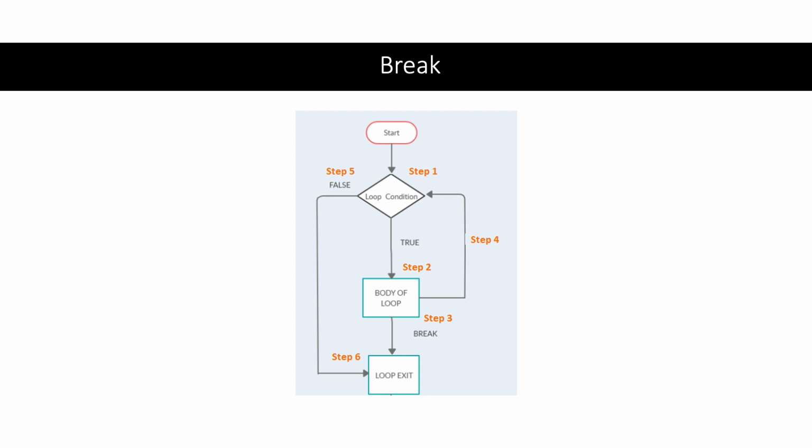So this diagram highlights the critical role of the break statement in altering the normal flow of a while loop. Now the break statement provides a way to exit the loop prematurely, regardless of the initial loop condition, which can be useful for scenarios like finding a specific item in a list, handling exceptions, or responding to user input dynamically.